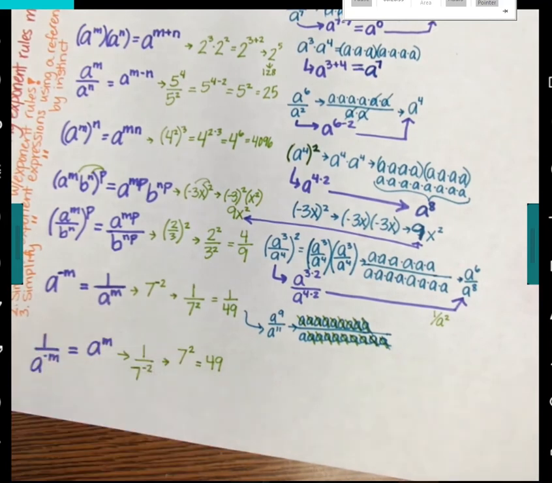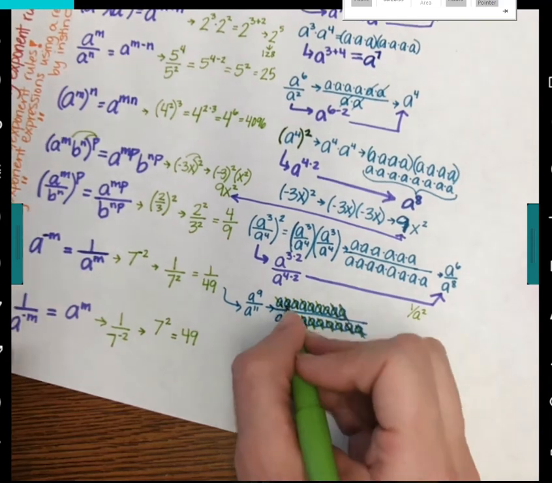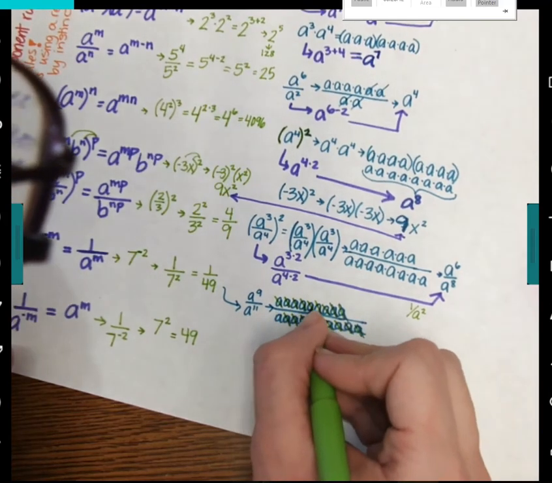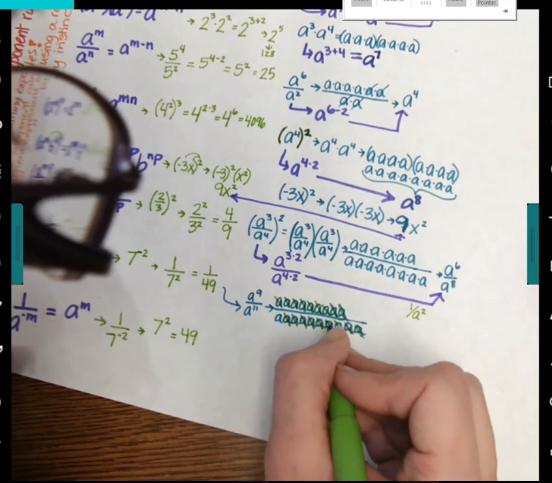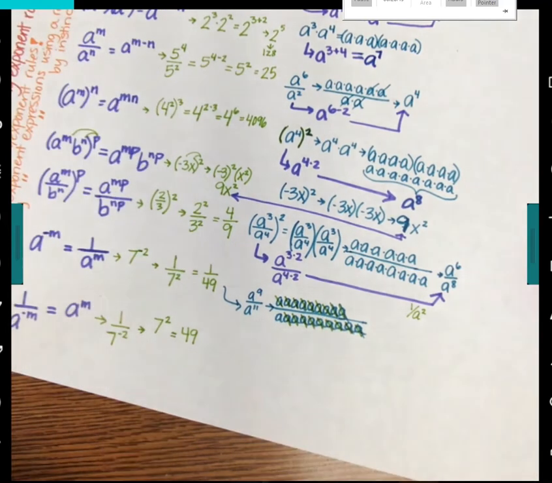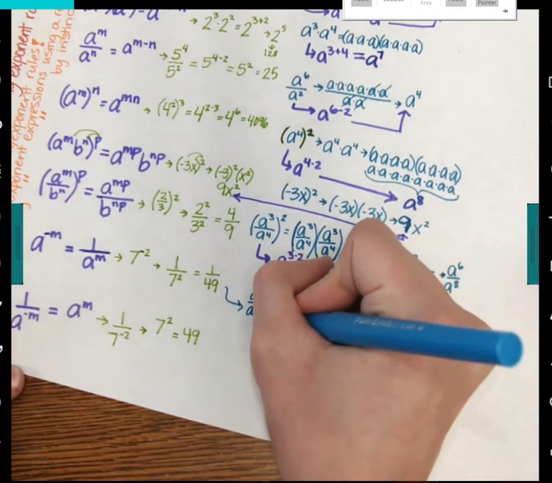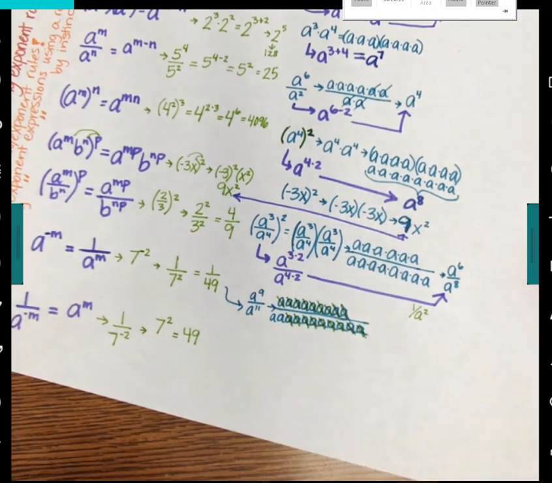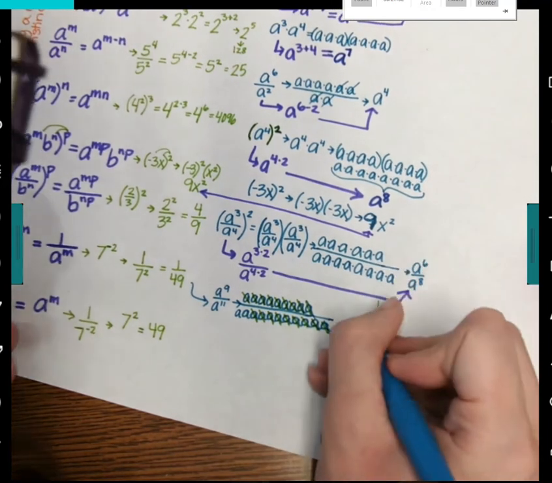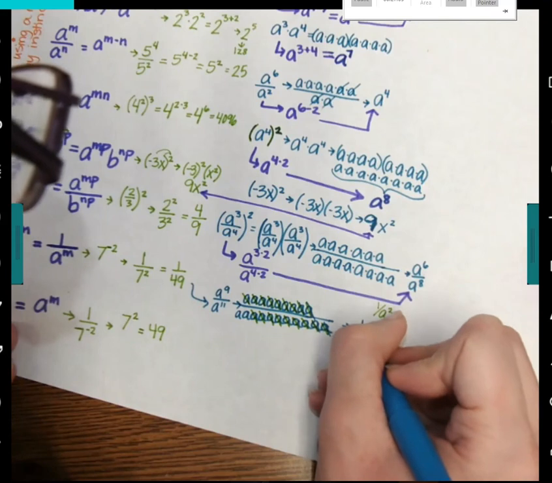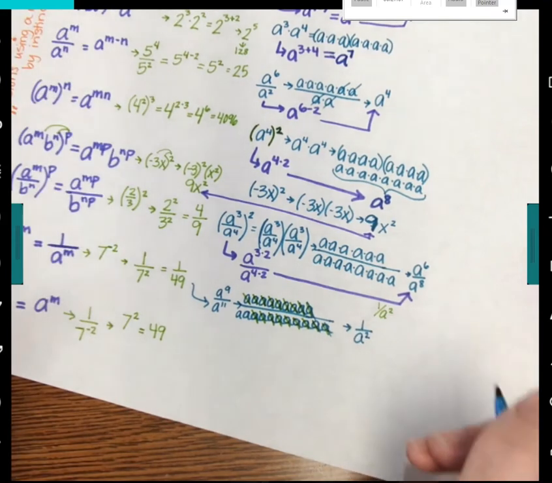Wait, did I line that up correctly? See, this is why we don't want to do it like this, because now I need to recount my numbers. 1, 2, 3, 4, 5, 6, 7, 8, 9. 1, 2, 3, 4, 5, 6, 7, 8, 9, 10. Oh! That's where we get off. 11. Okay. Now, all is canceled out on the top. We still have 2 a's on the bottom. So that is 1 over those 2 a's.